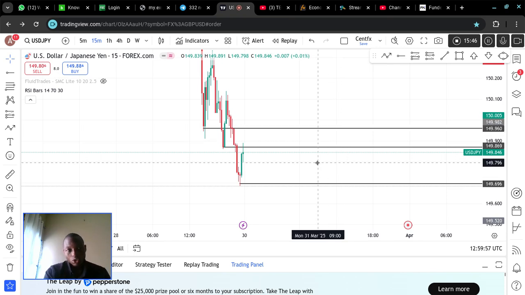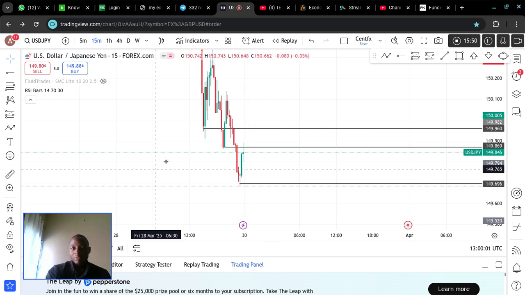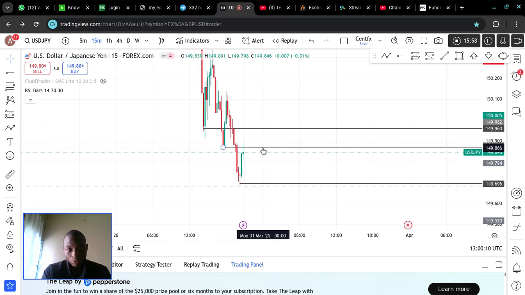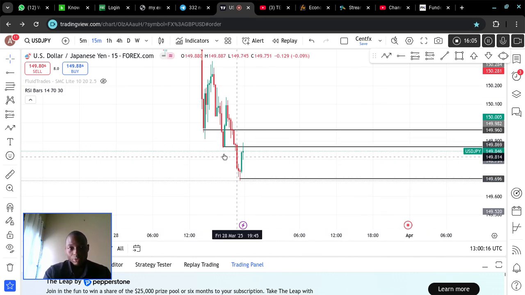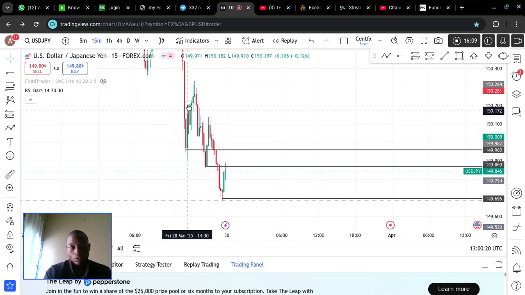So now, what do you have to do at this point? The market is now at your resistance. Remember, the rule of the market says buy from support and then sell from resistance. So what do you have to do at this particular point? You have to wait for this market to give you the chart pattern you need. So now this is where the chart pattern comes in.